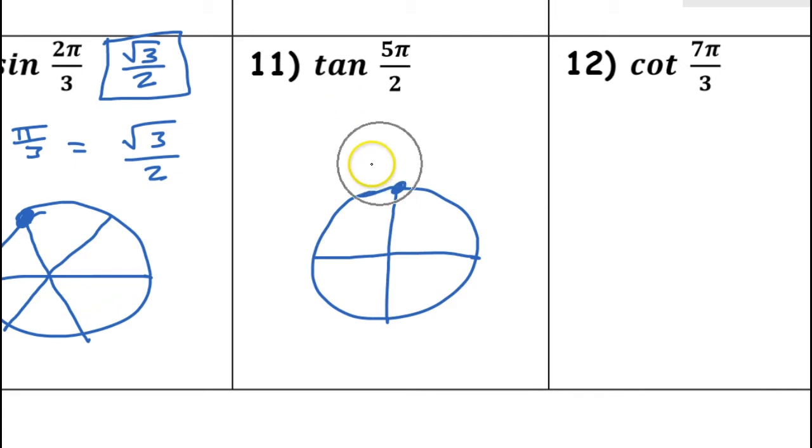The coordinates of this point are 0, 1. Tangent is sine over cosine. Tangent is y over x. Okay, so this would be like 1 over 0, but that is undefined. So that's the answer to number 11.